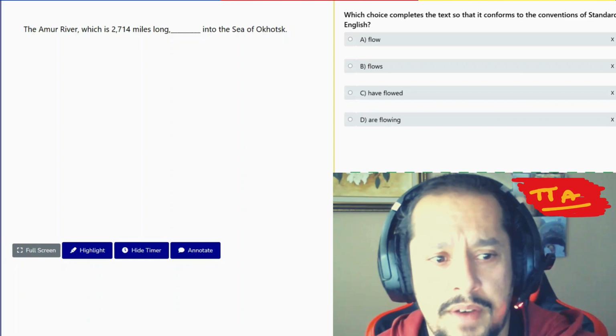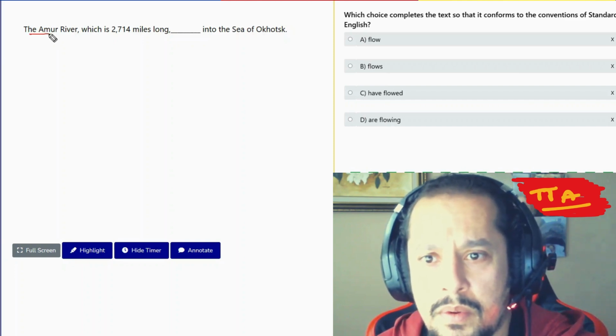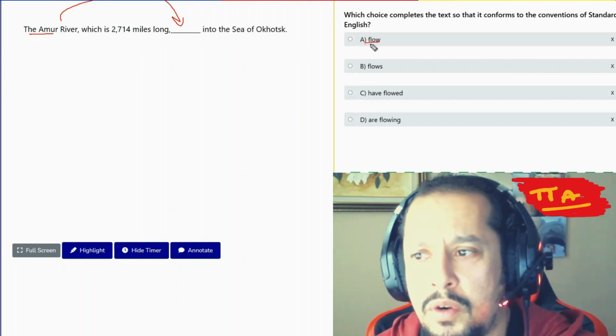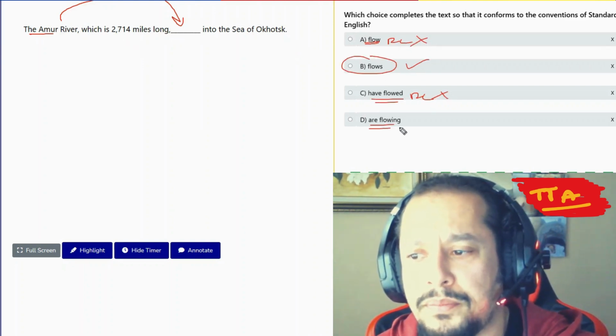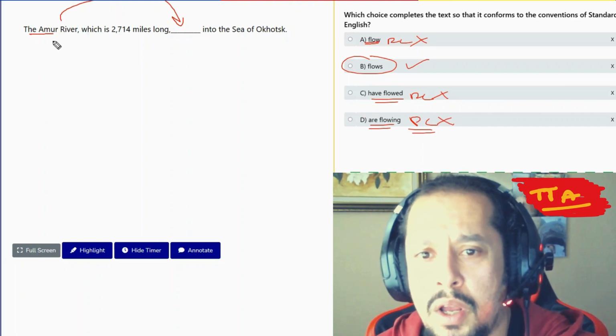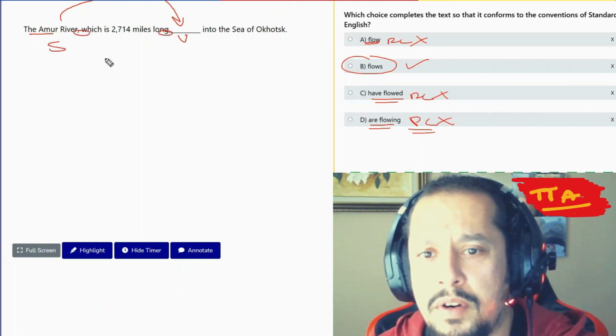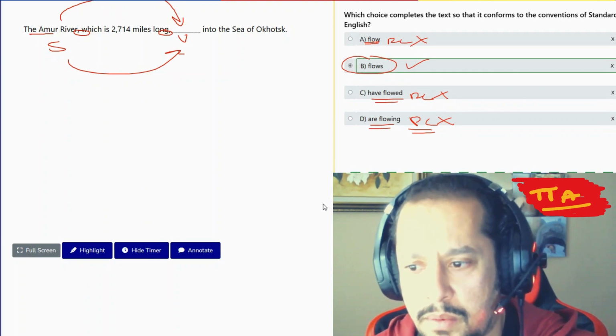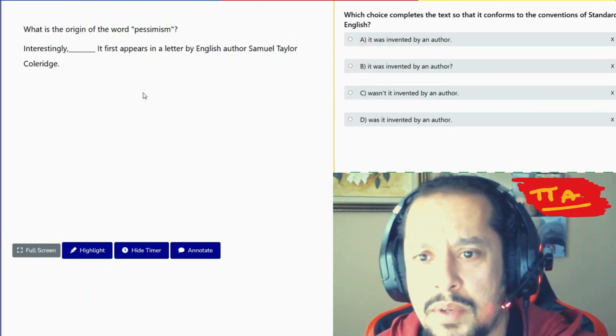Number 5. The Amur River flows. Flows, yes. Have flowed, plural, wrong. Are flowing, plural, wrong. Subject, comma, verb. Subject-verb agreement. We're going to say answer B. Number 6.